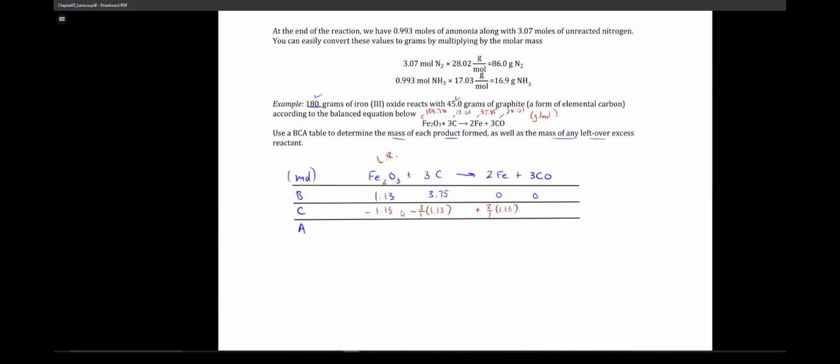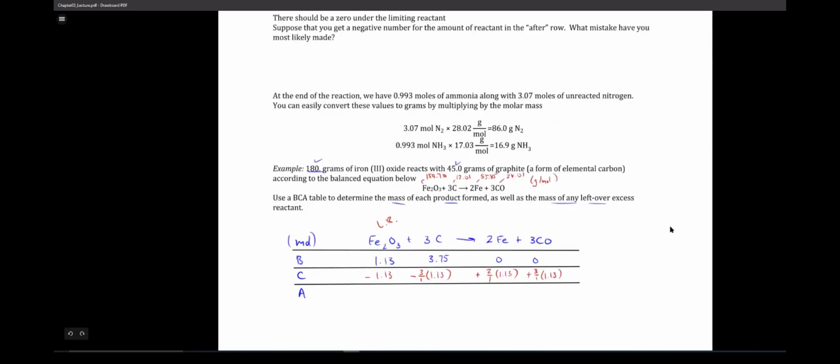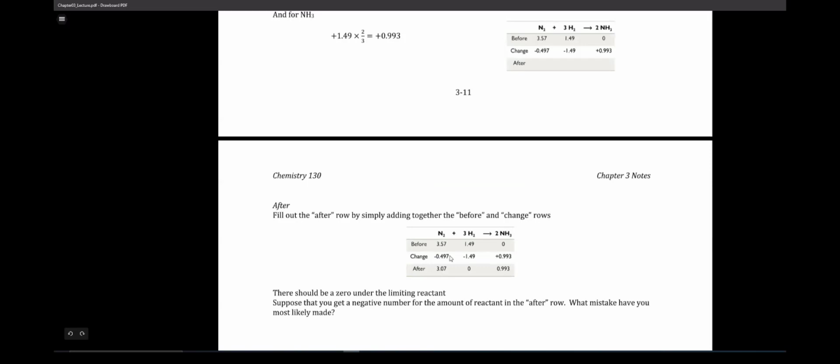And this would be what over here? Plus what fraction? 3/1. 3/1 times 1.13. Good. So everything here is some fraction times 1.13. I know I didn't write it that way up here, but these were all something times 1.49, right? All of those numbers were something times 1.49.